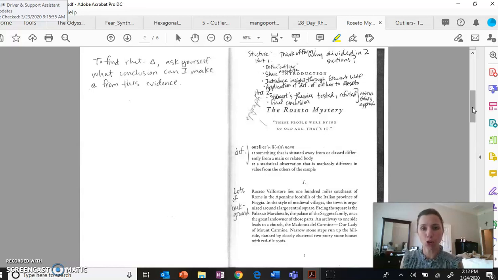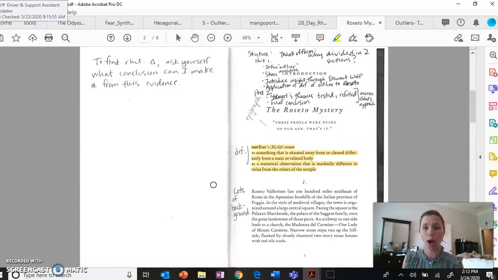The structure of the introduction: if you look up at the top here, you can see part 1 and part 2. We've got, first of all, the definition of an outlier: something that is situated away from or classed differently from a main or related body, or a statistical observation that is markedly different in value from the others of the sample. So look at how Gladwell will take that denotation, that dictionary definition of outlier, and bring it through his argument.